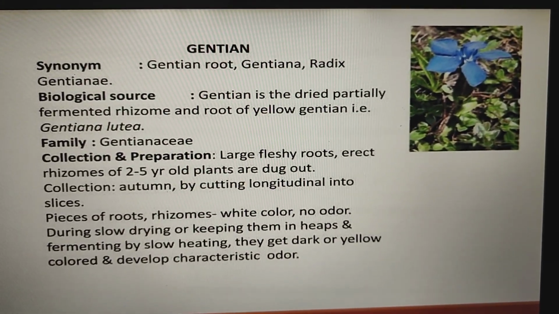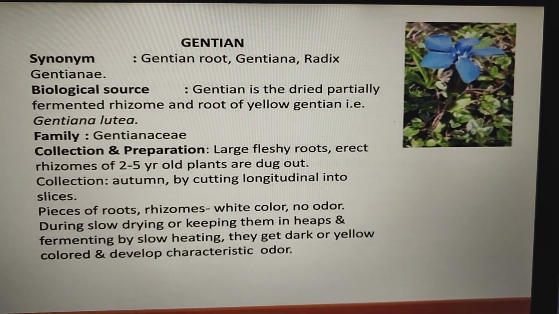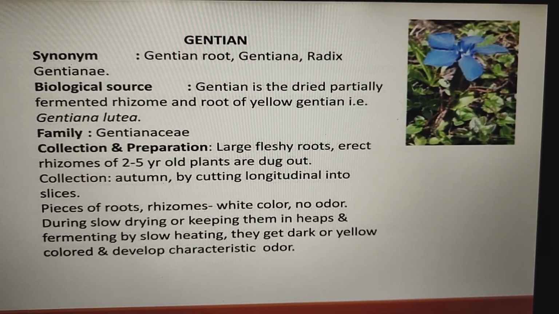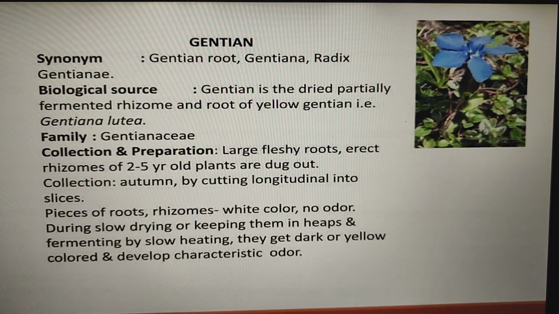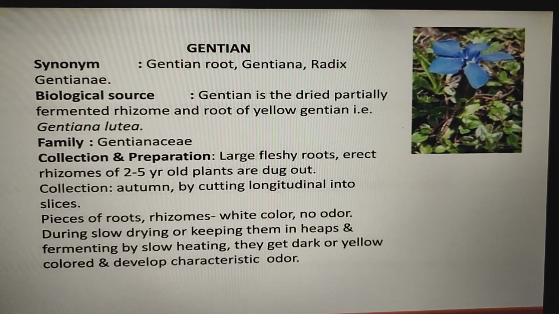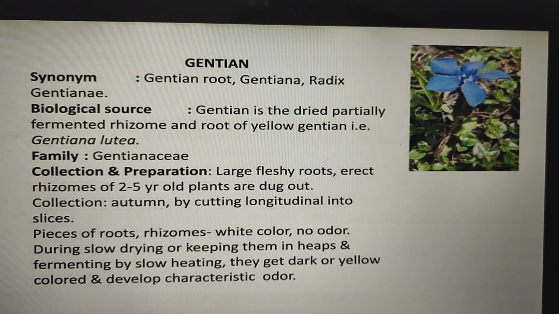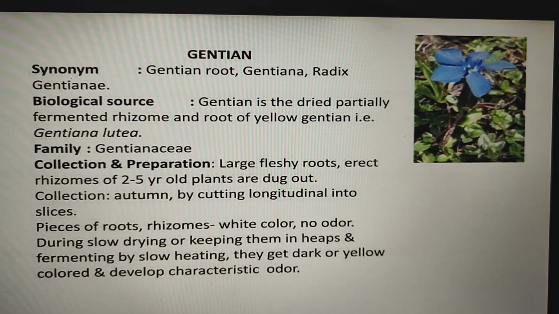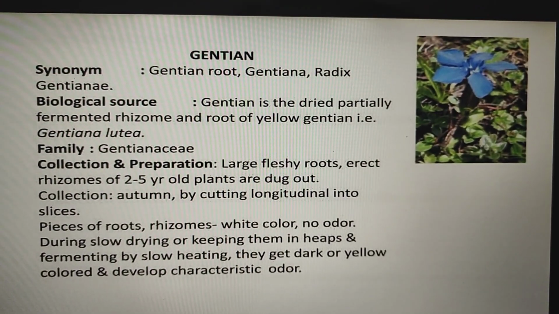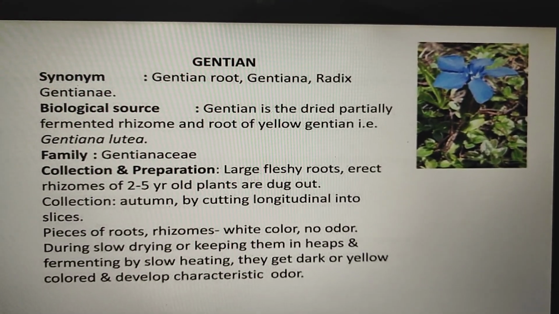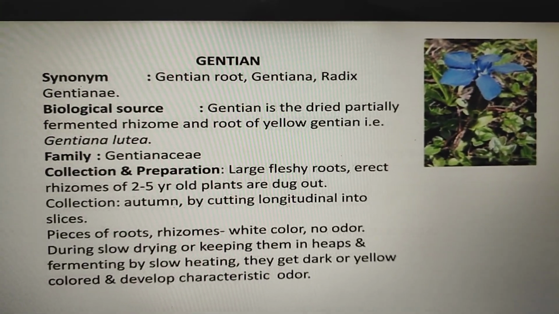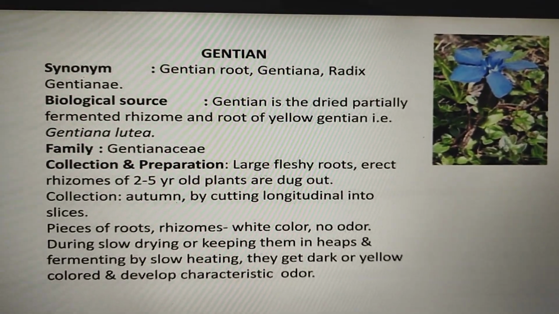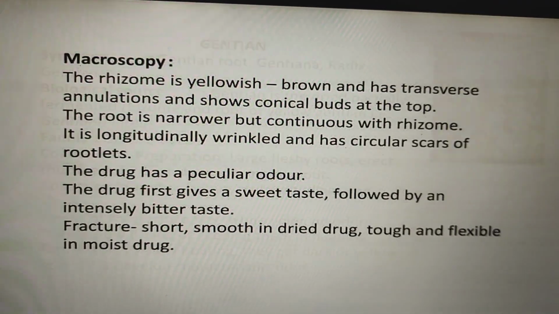Next is collection and preparation. These are large fleshy roots with an erect rhizome. It is collected from 2 to 5 year old plants by the tugging method, especially in the autumn season, by cutting longitudinally into slices. Pieces of roots and rhizome are at first white in color with no odor, and during slow drying, on keeping them in heaps and fermenting by slow heating, they become dark or yellow colored and develop the characteristic odor.